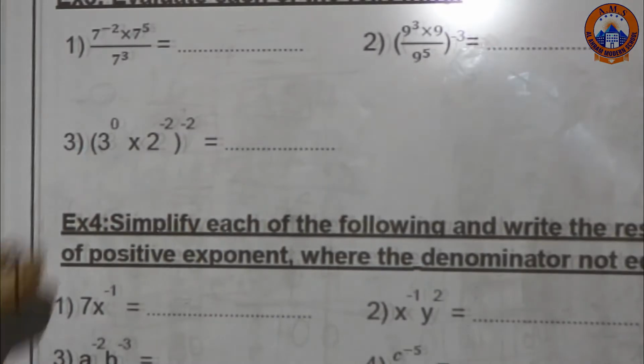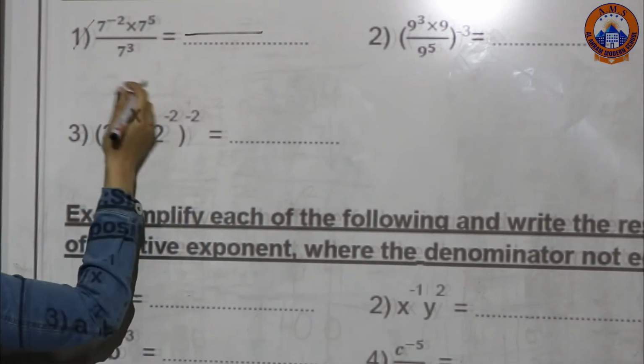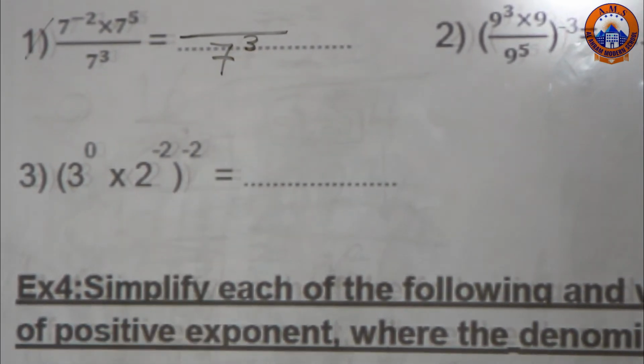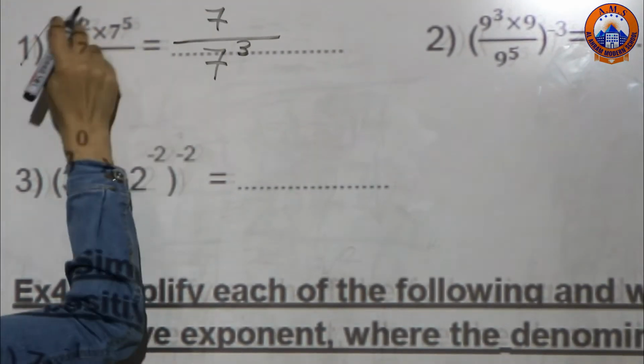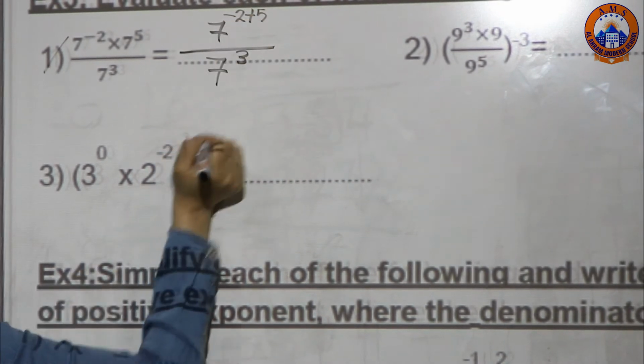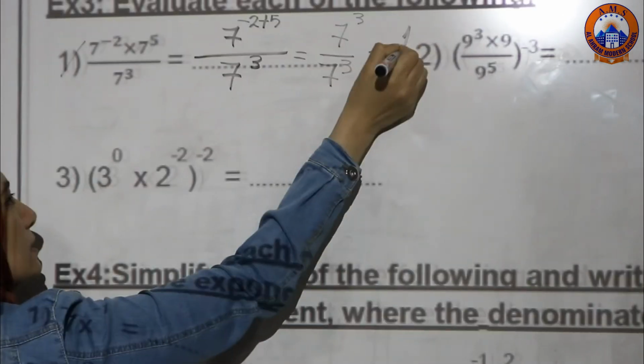Exercise number 3. You have to collect the numbers up and down. Down you don't have, you have only 7 to the power 3. Up you have 7, and you will add the powers, negative 2 plus 5. And this will be 7 to the power 3 over 7 to the power 3, which equals 1.